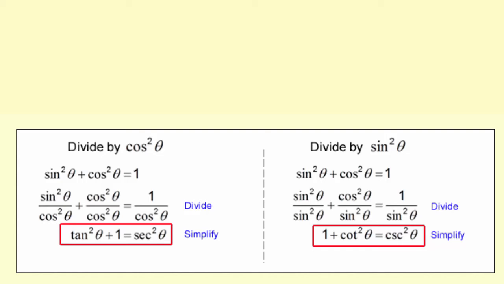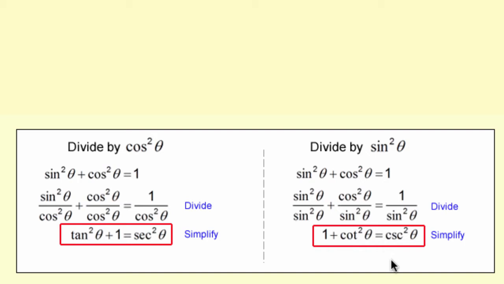So the big picture for this lesson is trig identities. So here's a Pythagorean identity, sine squared theta plus cosine squared theta equals 1, and that's based on the right triangle with radius 1 in the unit circle. You can manipulate that. If you divide by cosine squared, you get another Pythagorean identity, tangent squared theta plus 1 equals secant squared theta. If you divide by sine squared, you get 1 plus cotangent squared theta equals cosecant squared theta.